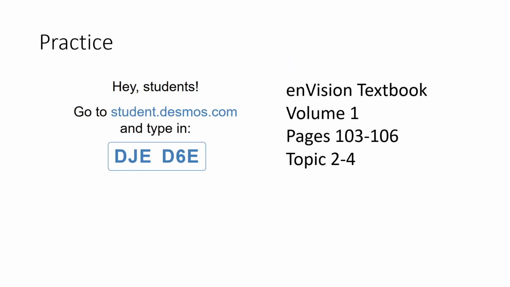And then the other practice, so Desmos is one of them. The other practice is if you have your Envision textbook volume 1, topic 2. It's pages 103 through 106, and it's topic 2.4. This is where you can do a lot of the practice for these types of questions where you're writing equations from tables. And then again, if you haven't done all the practice that I put up from Friday, the 20th, go ahead and do that because that's a lot of great practice with the same idea.